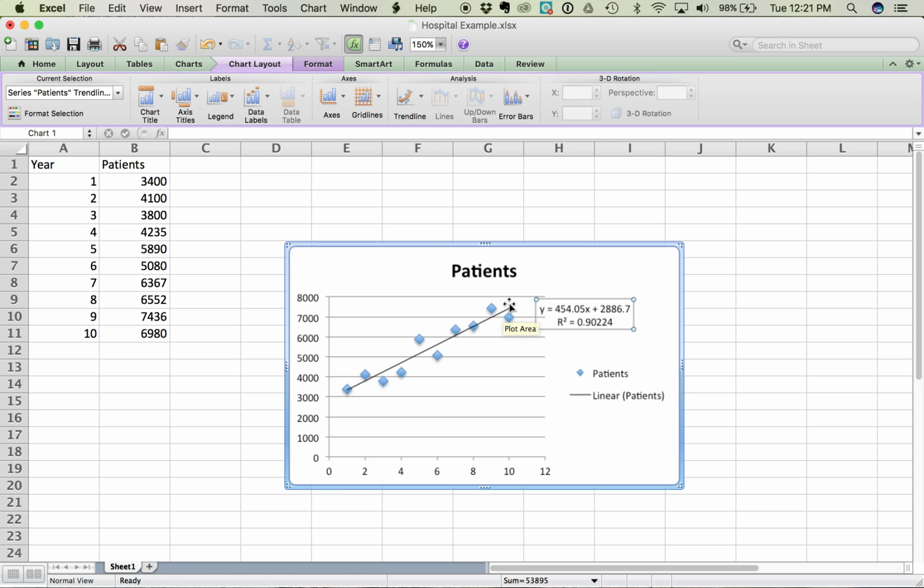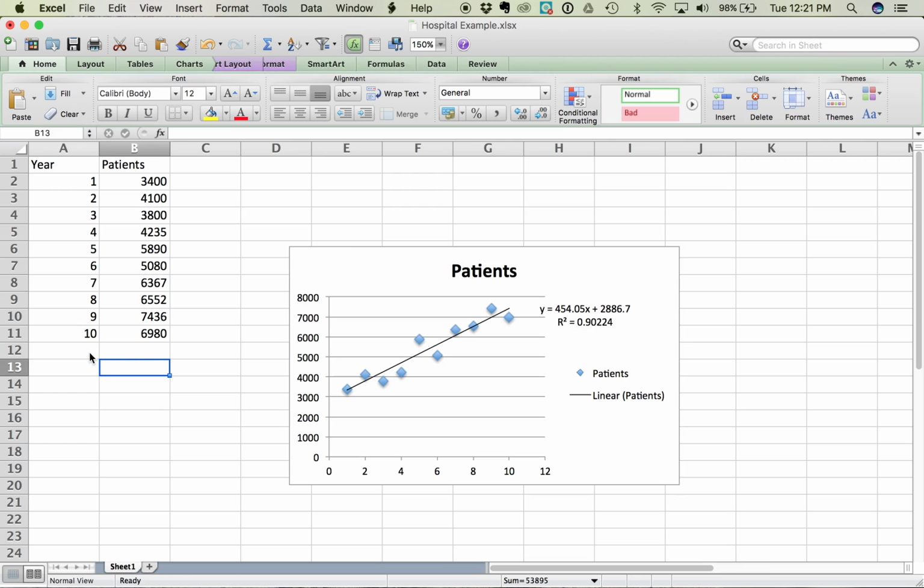Now, we want to use this formula to forecast forward in the future. So let's forecast forward for the next year. We'll call that year 11 in the life of our hospital. And we want to forecast year 12 as well. In fact, let's go a total of 4 years into the future.